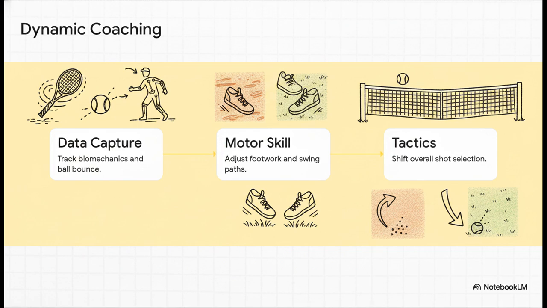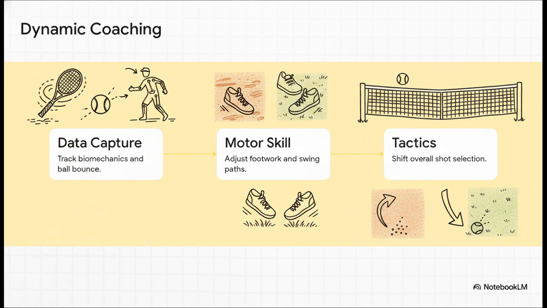Step 1 is surface data capture. Coaches use telemetry to track exactly how the ball is bouncing and how the player's biomechanics are holding up. Step 2 is motor skill adjustment. Based on that data, they'll actually re-engineer the player's footwork, teaching them to slide on clay or take stutter steps on grass, and they'll tweak the swing paths to account for the bounce.